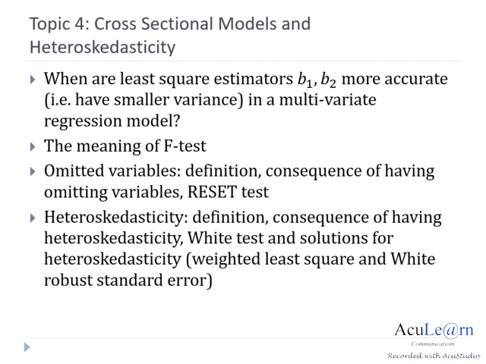And in this case, you should also know when the least square estimators are more accurate, or when they have smaller variance. The conditions are very similar to the case in chapter 3, or the case for simple regression. There's just one additional thing about the correlation between the variables, and that's something you should know.